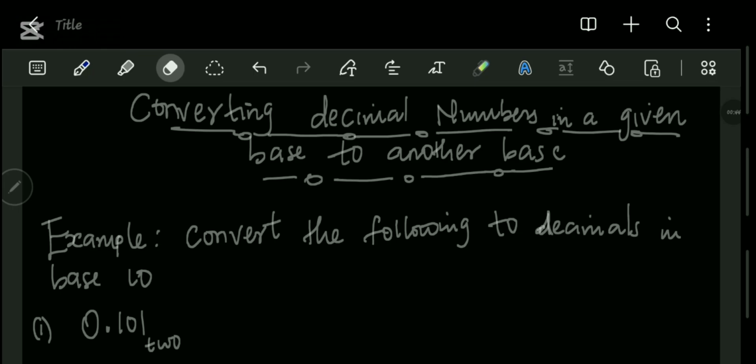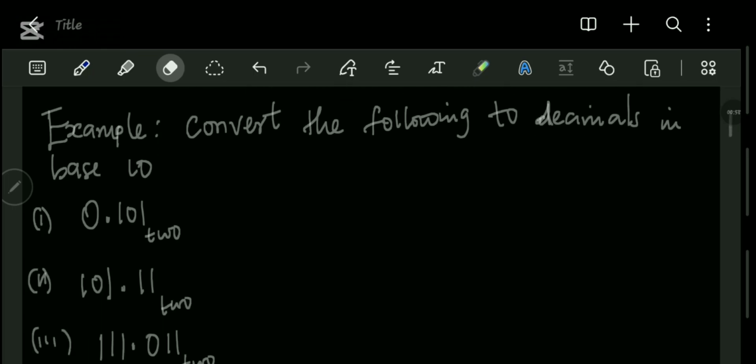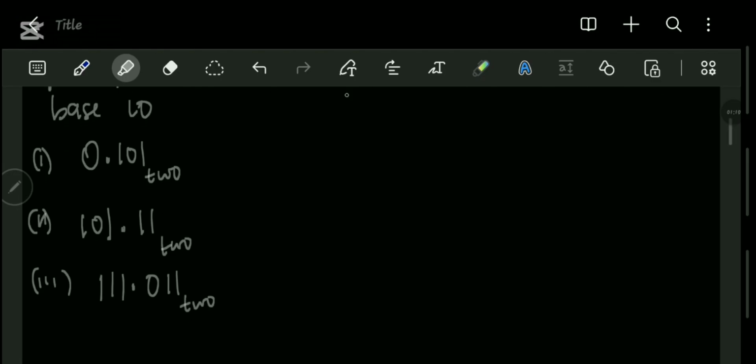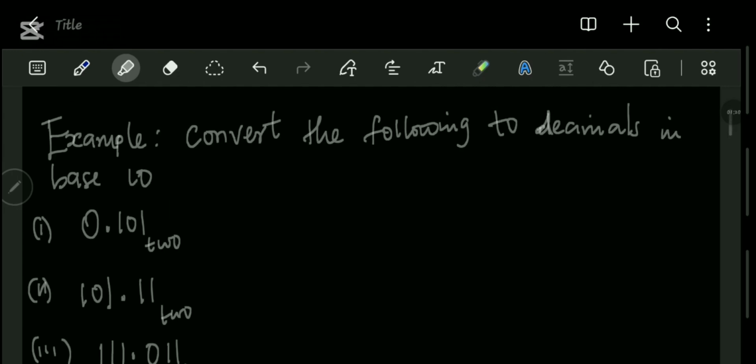We are asked to convert the following to decimals in base 10. Decimals means numbers that have decimal points, or you can call them bidecimals. Are you getting the concept? So look at these questions. These questions are all binary numbers. We have to convert 0.101. This number is in base 2. We have to convert it to base 10. We have to convert this one from base 2 to base 10. This one too, from base 2 to base 10. So all these numbers are bidecimals. That is, they are binary numbers that have a decimal point. Now let's have the solution.